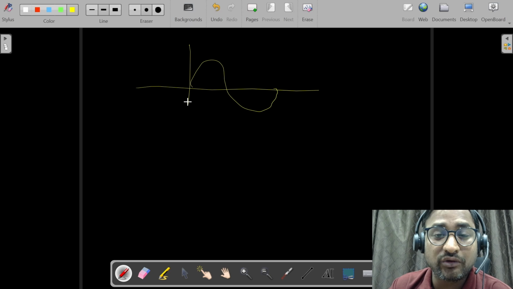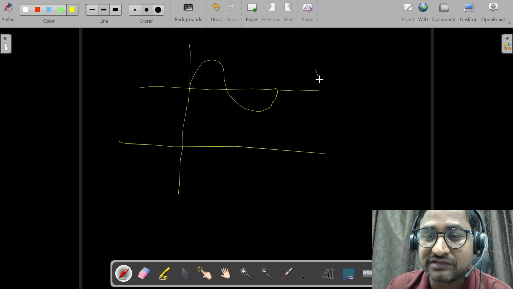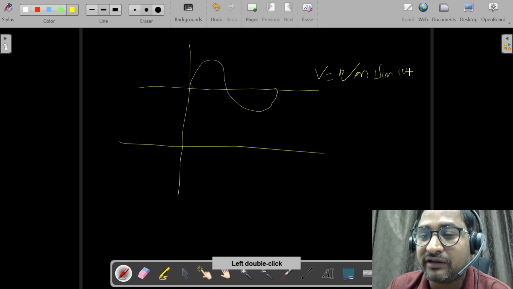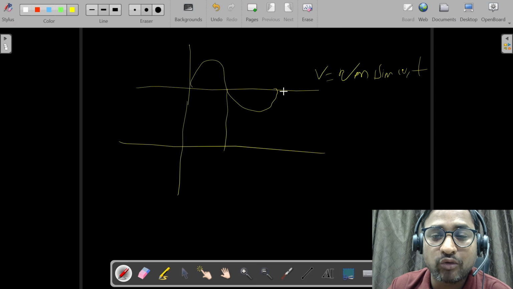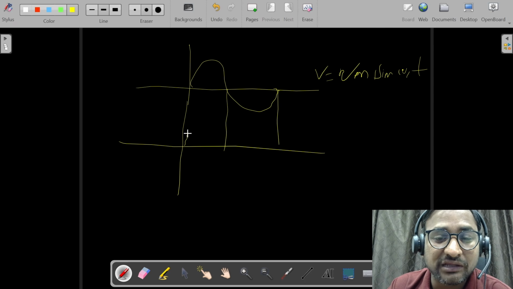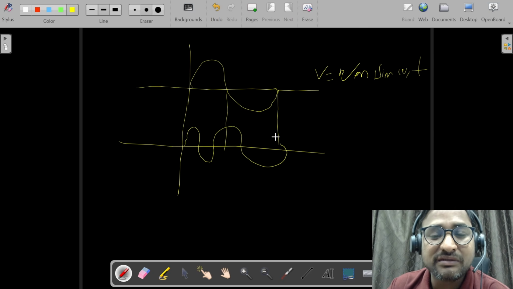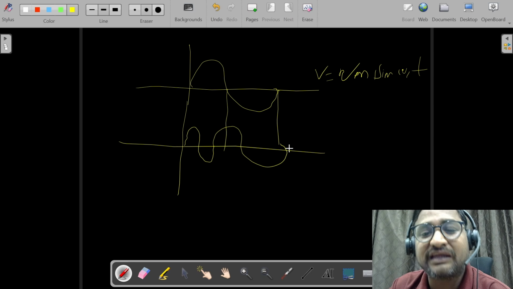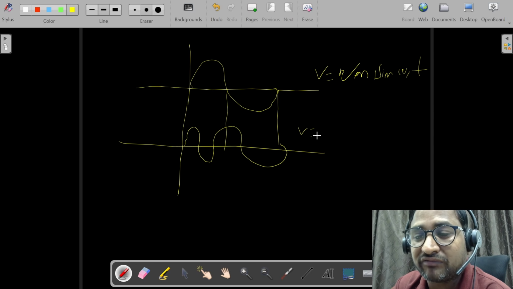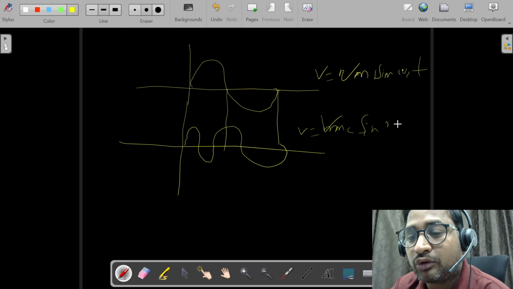For example, if I want to draw sine 2 omega t, this curve is nothing but v is equal to vm1 sine omega 1 t. Now I am going to draw sine 2 omega t. Sine 2 omega t means in one cycle of the fundamental signal, there will be two cycles. This is nothing but v is equal to vm2 sine 2 omega t.